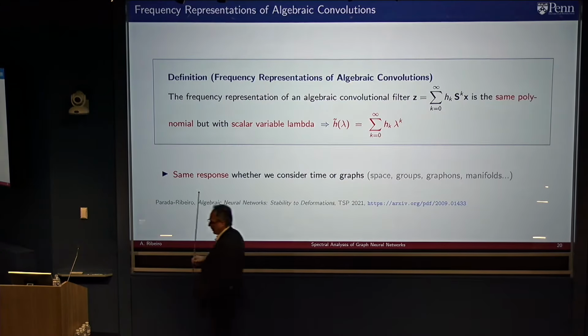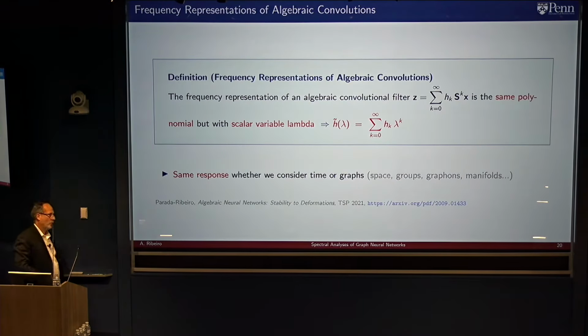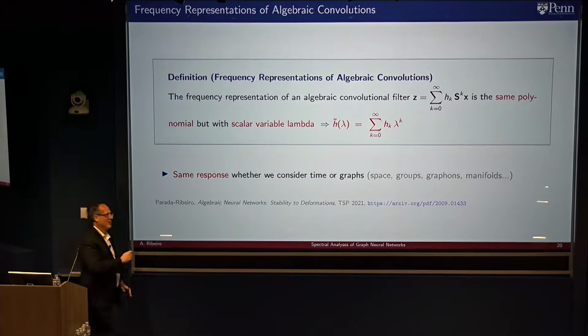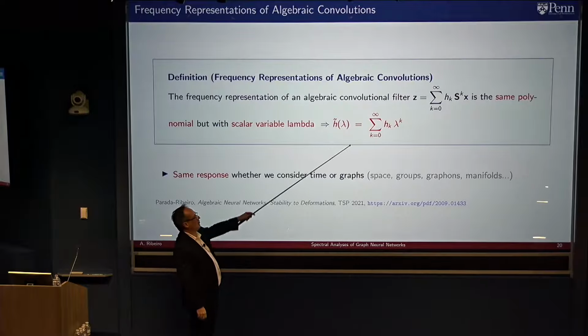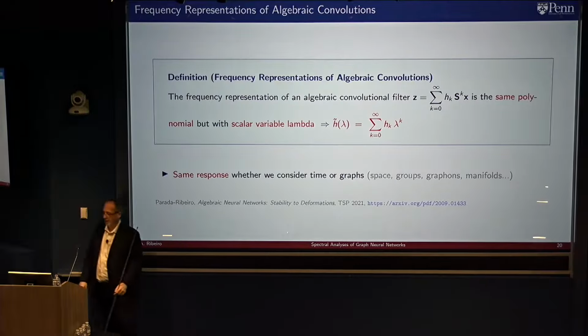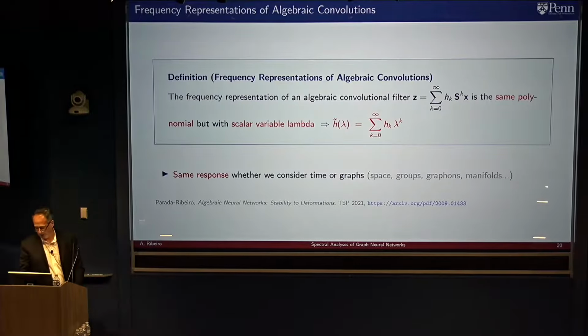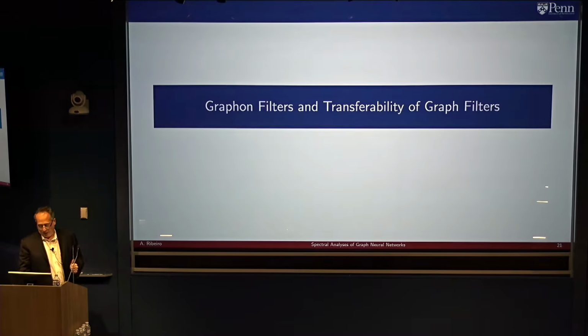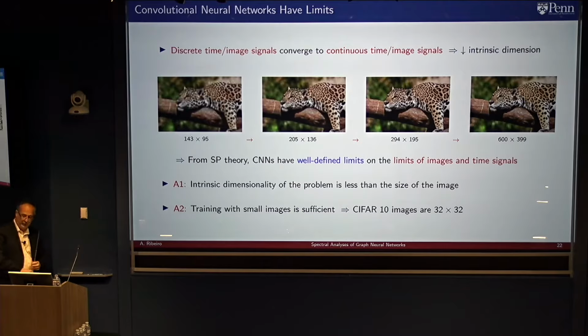So I always run the risk of offending my audience when I go down to discussing polynomials on scalar variables, because these are things we were doing when we were 10 years old, right? But the merit of this polynomial is not itself, but the fact that it allows us to investigate that more complicated object. Now let's put this to some use by talking about graphon filters and the transferability of graph filters.